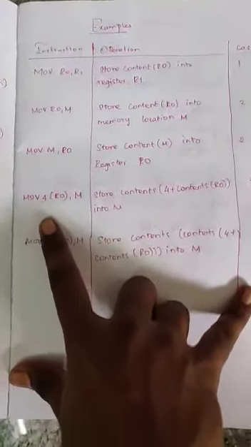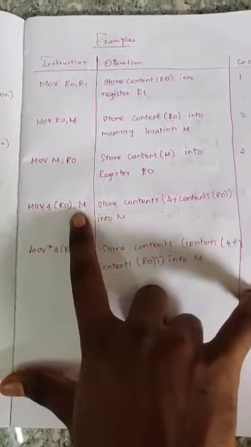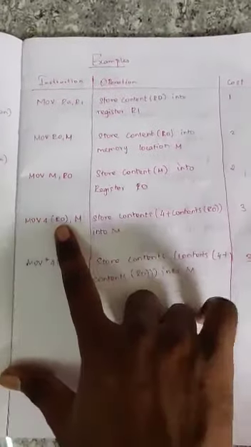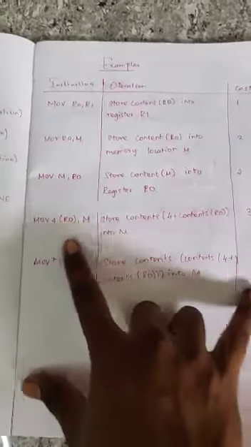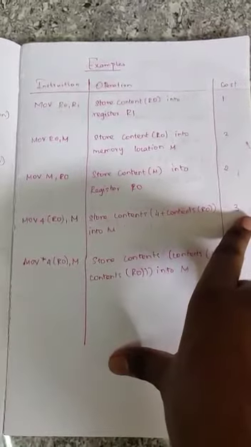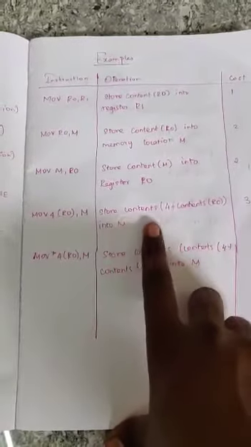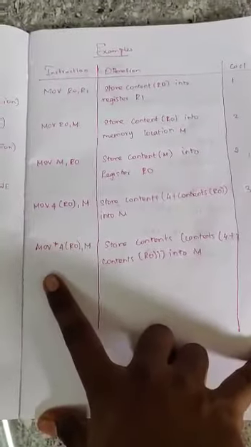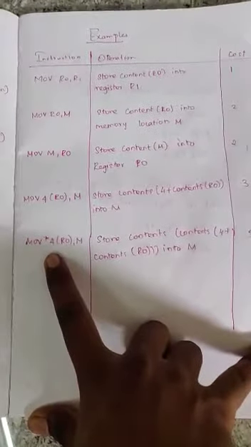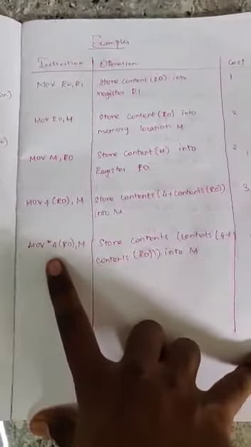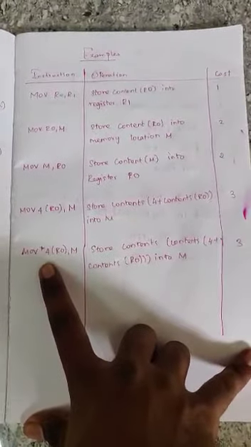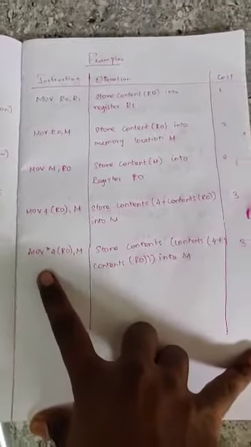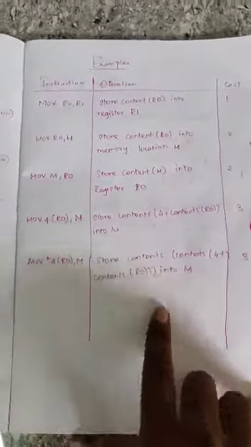Here, MOV 4(R0), M, where 4 is the constant of R0. Move has an added cost of 1, 4(R0) is 1, and the memory location is 1, so the total cost of this instruction is 3. The operation stores the contents of 4 plus the contents of register R0 into the memory location. Next is the same, but here it is given as the address of the variable, so the address will also be 1 since it is a constant: move 1, constant 1, memory location 1. The total cost of this instruction will be 3. Thank you.